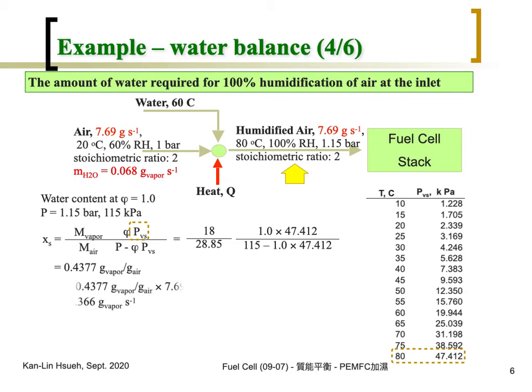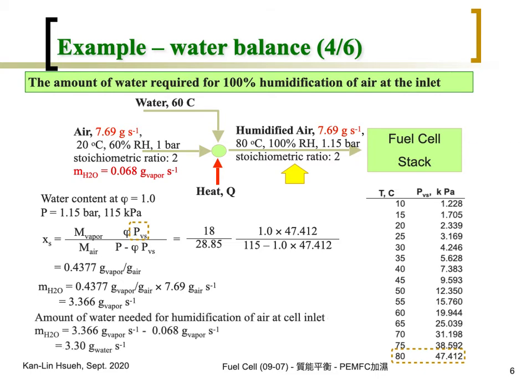So we multiply this humidity times the air flow rate, dry basis. We can calculate the water in the humidified air is 3.366 gram per second. So the amount of water needed for humidification of air at the cell inlet is the difference between these two numbers.